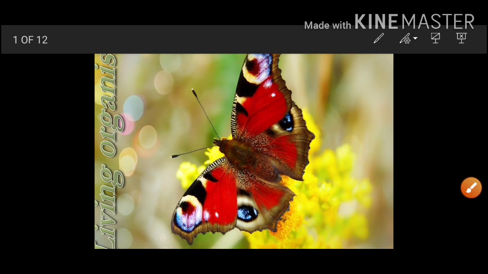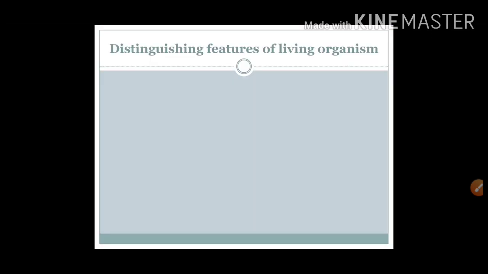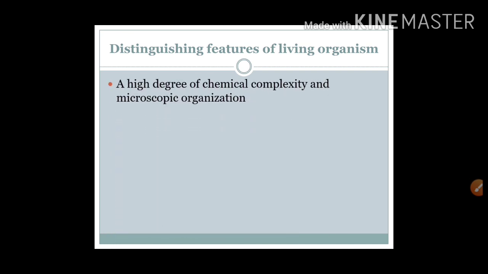Today we are going to learn about types and some properties of living organisms. So here I am presenting some distinguishing features of living organisms. We all know the organism which can grow and replicates are living organisms, but this is a very simple and basic type of definition. So now we will see some distinguishing features of living organisms.